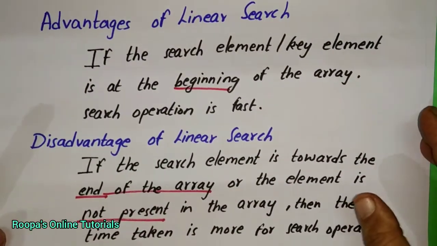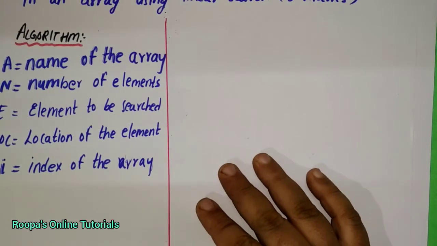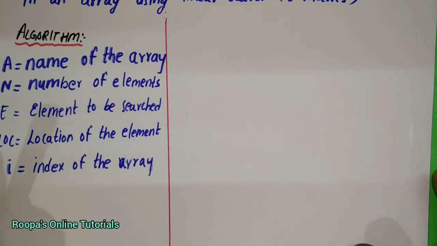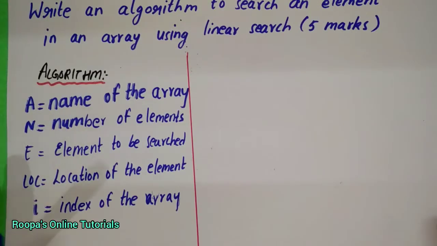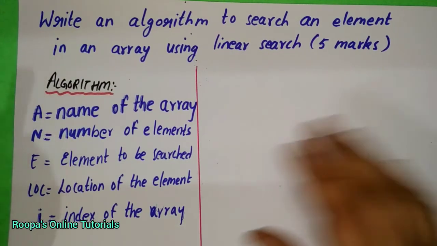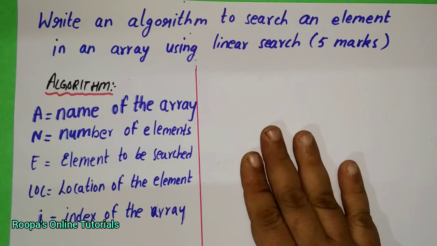Okay, now we are going to write an algorithm. Write an algorithm to search an element in an array using linear search. So this is an important question. It's a 5-mark question. It was asked last year. Write an algorithm to search the element in an array using linear search. It's a very easy program.